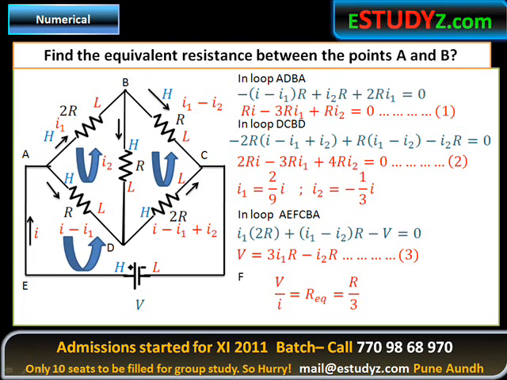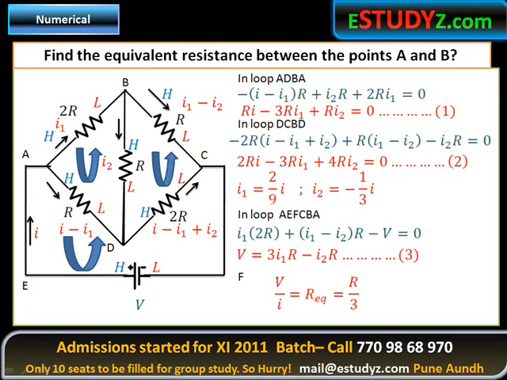In loop DCBD, minus twice R (I minus I1 plus I2). This is the current flowing through DC branch. And again we are going from high to low, so that would be negative. But in the other branch C to B, we are going from low to high, so that would be positive R (I1 minus I2). Then again in the branch B to D, we are going from high to low, so that would be negative. So we get the second equation, twice RI minus thrice R I1 plus 4 times R I2 equals 0. This is our second equation.